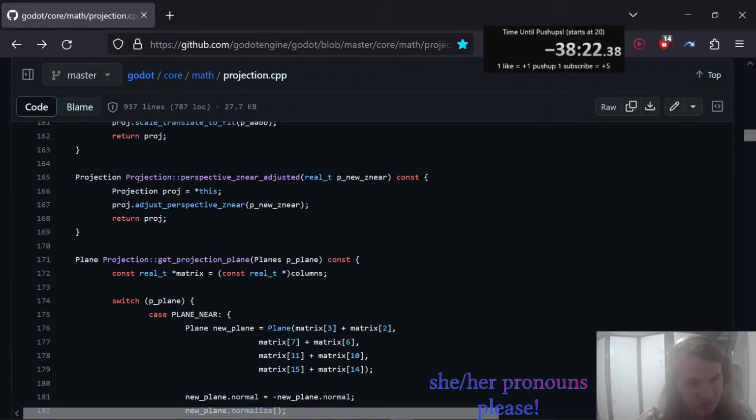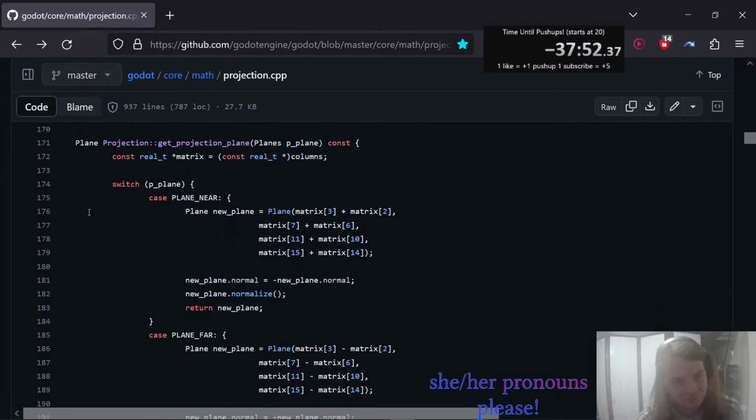Projection::perspective_znear_adjusted(real_t p_new_z_near) const { Projection proj = *this; proj.adjust_perspective_znear(p_new_z_near); return proj; } Plane.